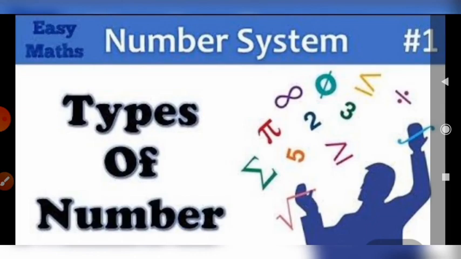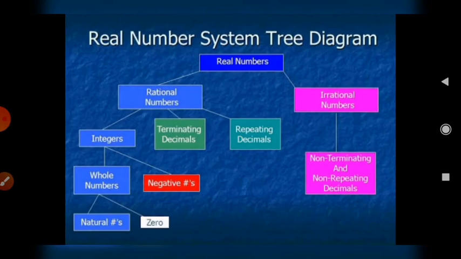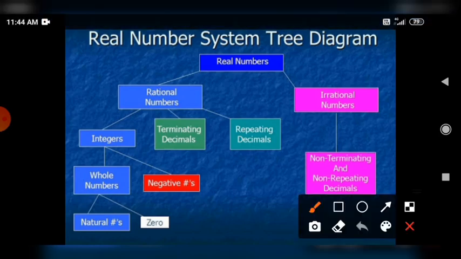Numbers and types of numbers. In numbers, at first we are going to see about the real number system. At first, natural numbers. Natural numbers and zero together give us whole numbers. Whole numbers and negative numbers together give us integers.